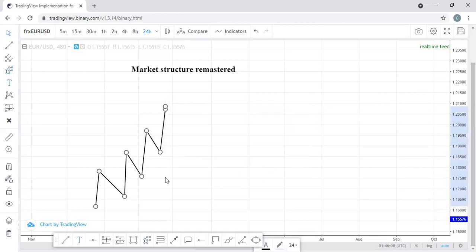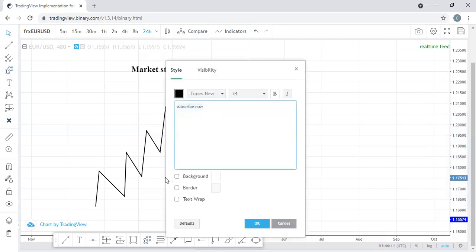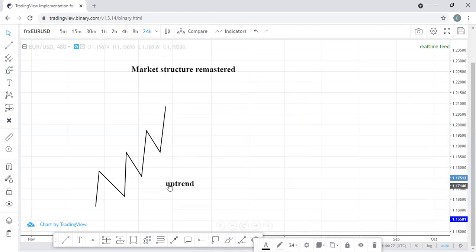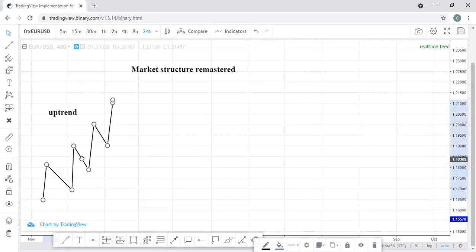Let's add that just to make it fast. It's called an uptrend. This is an uptrend, meaning it's a buyer's market. The market is going up. I'll shift it to the extreme so you can have more space. So this is what an uptrend looks like.